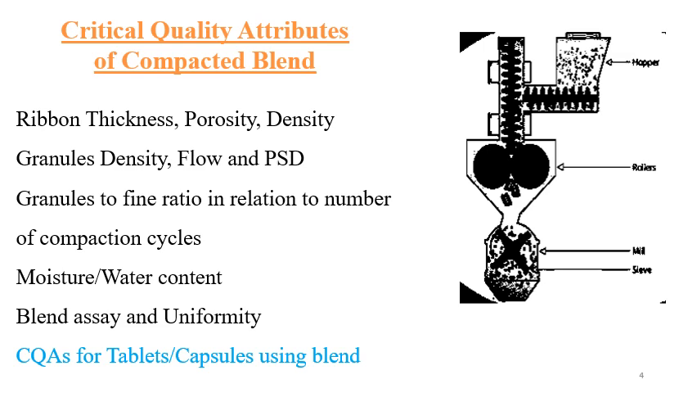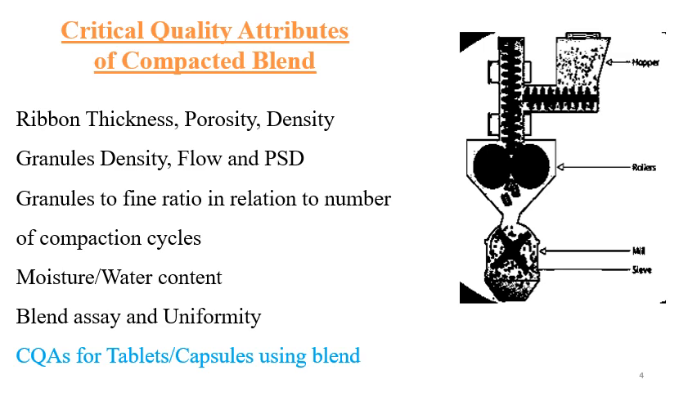If you apply too much roller pressure, then ribbon thickness will decrease, and the ribbon will become more dense and less porous. If you apply less roller force or pressure, then ribbon thickness will be more, its porosity will be more and density will be less. So ribbon thickness, porosity and density will affect granule density, granule flow and granule particle size.